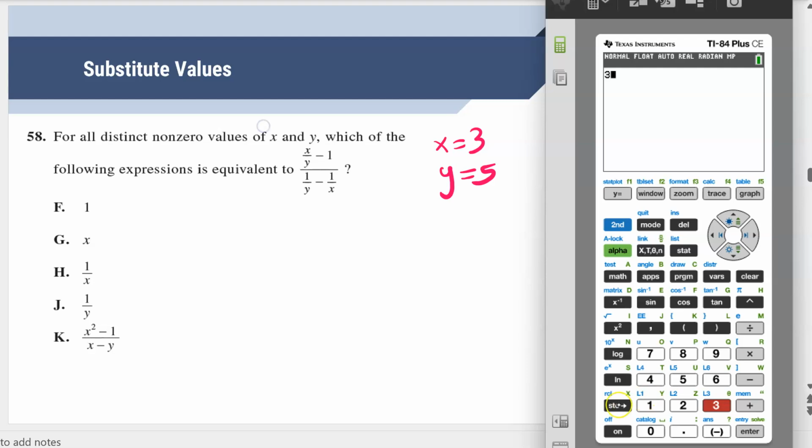So 3 store as an x. And then to store the 5, we have to find the letter y. Now the letter y is if you press alpha, and you see the green letters on your keyboard, the y is on the 1. So I'm storing the 5 as y. So x is 3, y is 5. Let's see how much this is.